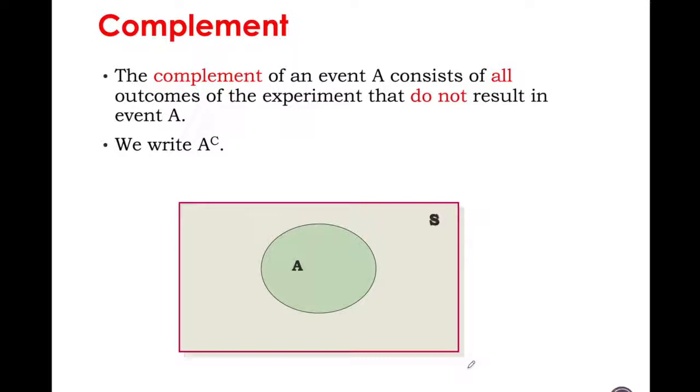Okay, the last one is the complement. The complement of an event A consists of all outcomes of the experiment that do not result in event A. So in this case, we write it as A^C.